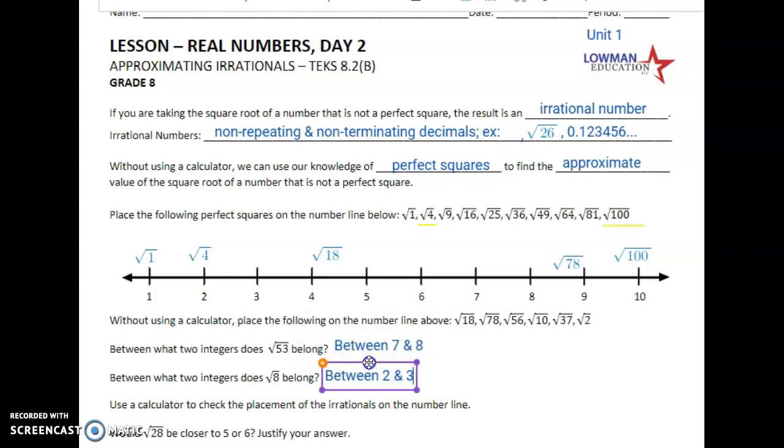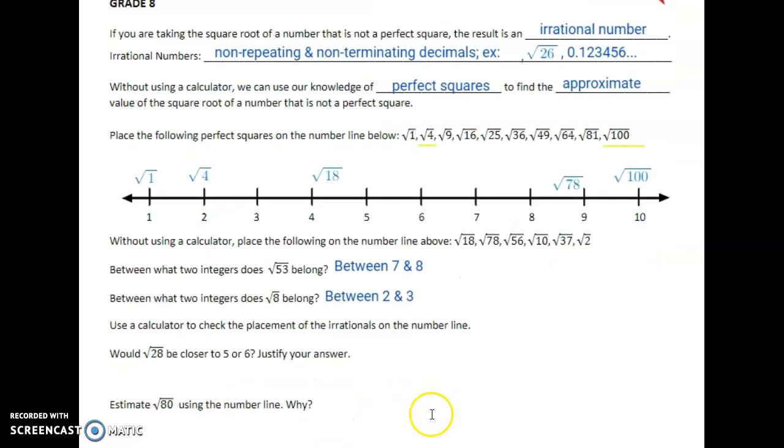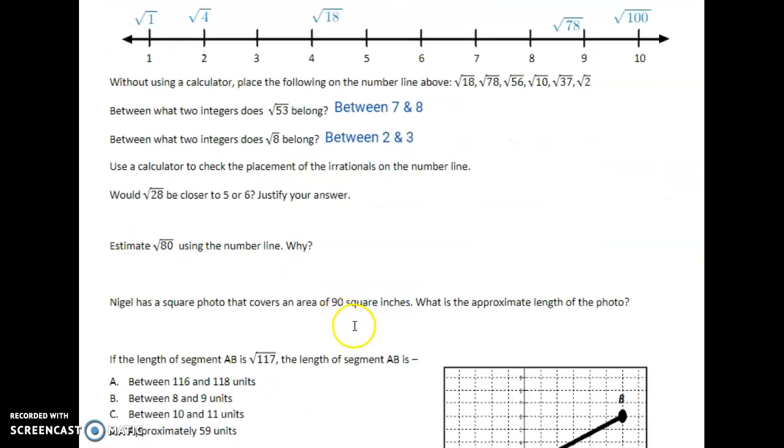Okay, now it says use a calculator to check the placement of the irrational numbers on the number line. Please do not do this until you place them on the number line first. And then it says, would the square root of 28 be closer to 5 or 6? I'm going to let you answer this one on your own. We're going to scroll to the bottom of the notes.